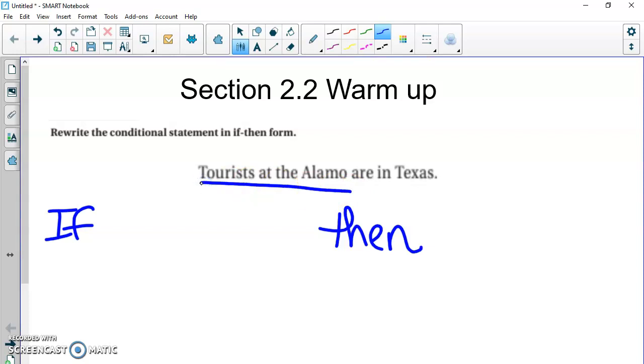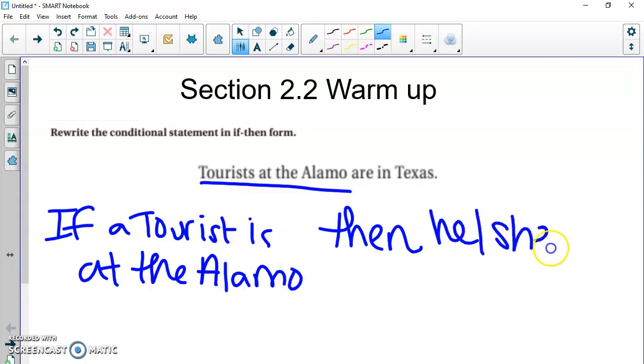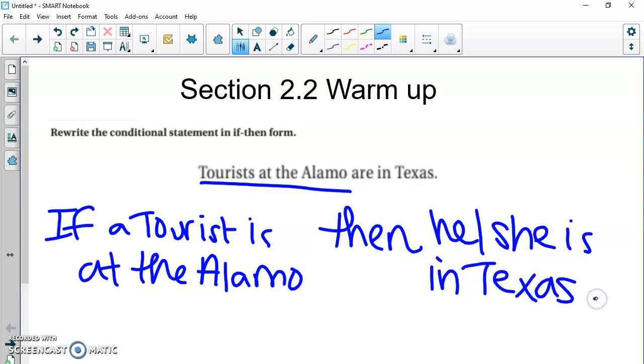So if a tourist is at the Alamo, then he or she is in Texas. All right, I ran out of room, so I had to write it like that. So you can't say if you're in Texas, you're at the Alamo. So if you are a tourist at the Alamo, then he or she is in Texas.